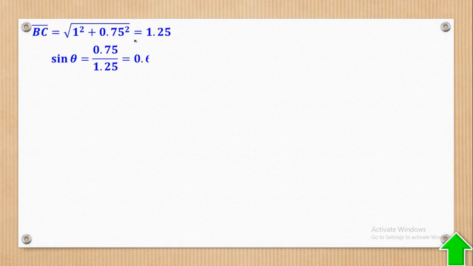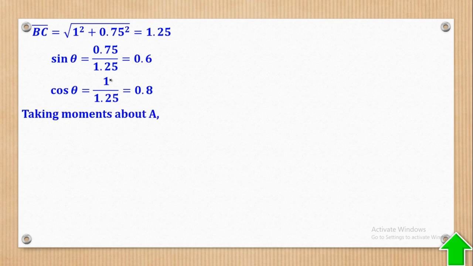So now we shall use Pythagoras theory and get BC, which is 1.25 meters, and then sine theta will be opposite, which is 0.75 over hypotenuse, which is 1.25, and that will be 0.6. What about cos theta? Cos theta will be adjacent, which is 1, over hypotenuse, which is 1.25, and it will be 0.8. So now that I've got that, I can now take moments. So when I take moments about A, I'll come up with that.